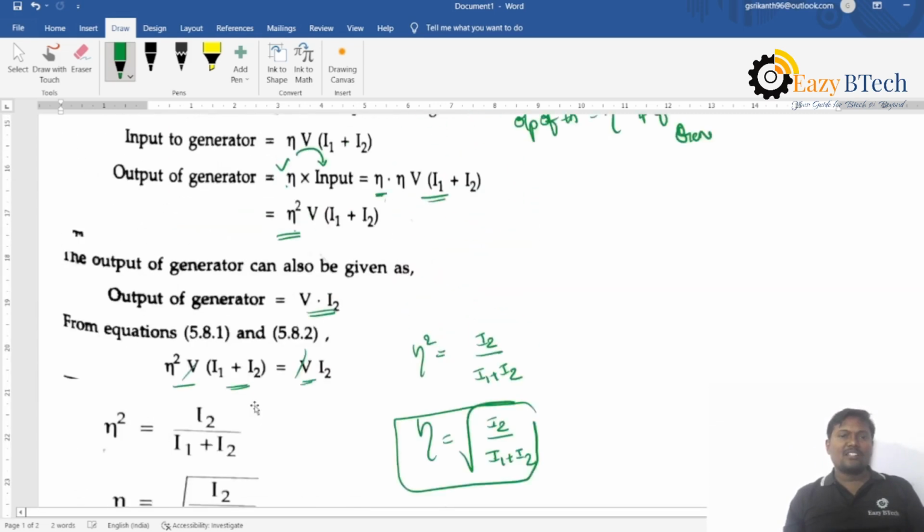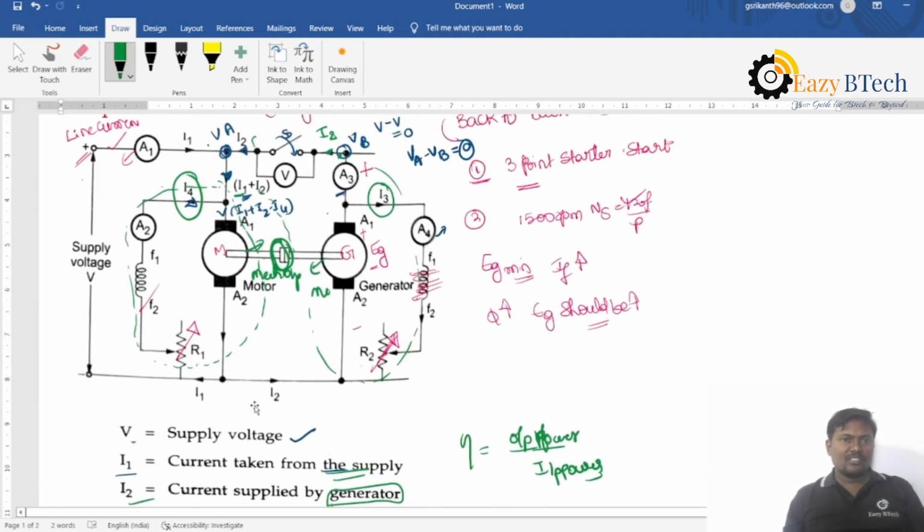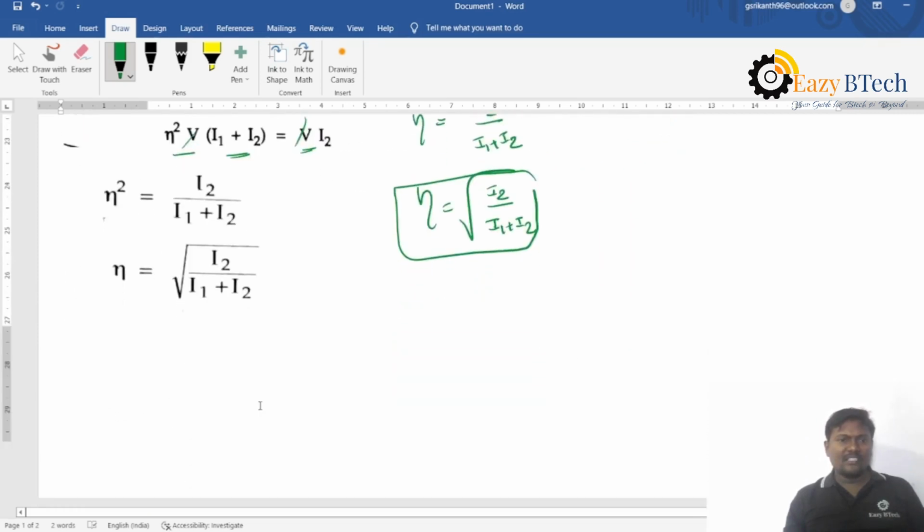So what is the armature copper loss? See here, the I3 current is divided. The current which is delivered from the armature, the I3 current flows through the field and the I2 current flows here. If you apply KCL at this node, I3 is flowing in this direction and I2 in this direction, so the current is I2 plus I3.